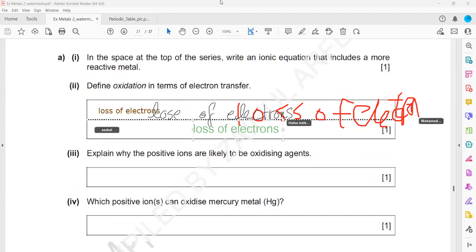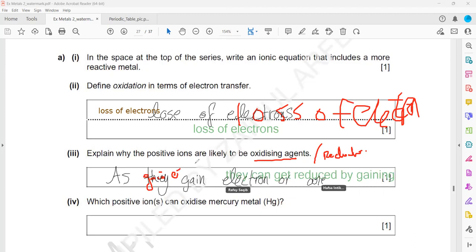Why are positive ions likely to be oxidizing agents? What is the definition of an oxidizing agent? That is the same as reduction. What is the definition of a reduction? So why are positive ions likely to be oxidizing agents? Because they can gain electrons. Yeah, they gain electrons or can gain electrons.